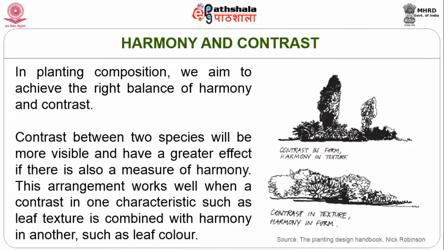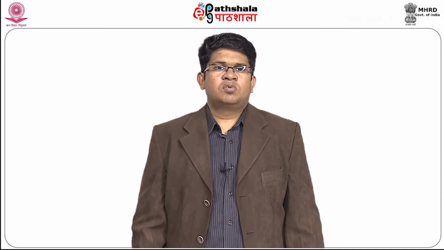So, in planting composition we aim to achieve the right balance of harmony and contrast. Contrast between two species will be more visible and have a greater effect if there is a measure of harmony. So, with a measure of harmony, the contrast will be nicely visible, and it will be a comfortable visual feel that one could get. So, this arrangement works well when a contrast in one characteristic such as leaf texture is combined with harmony in other such as leaf colors.